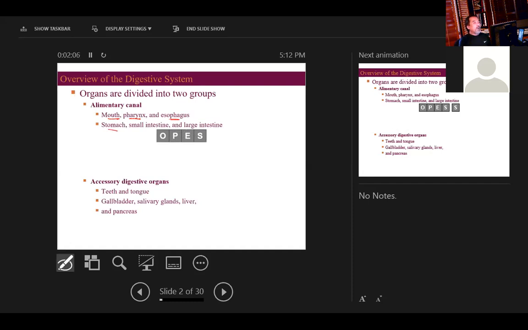Then after the stomach, the food now goes into the small intestinal tract. The small intestinal tract is divided into three parts. In order, their names are duodenum, jejunum, and ileum. So it's DJI. That would help you not forget who's actually first. The duodenum is the first part of the small intestine, followed by jejunum and ileum. Jejunum and ileum are the place where we absorb the nutrients from all the digestive products.